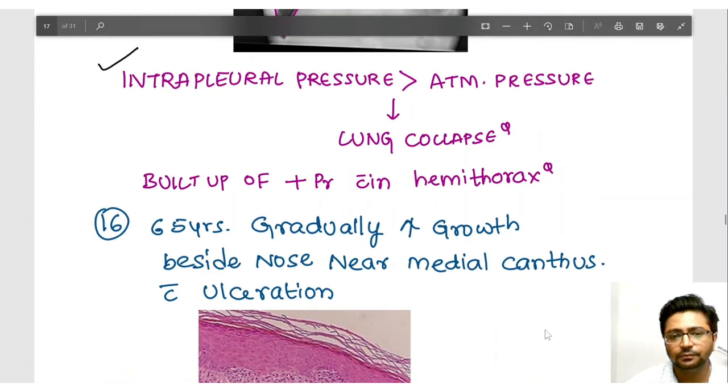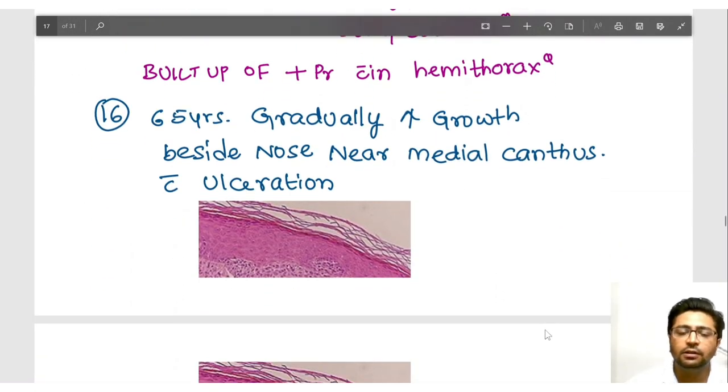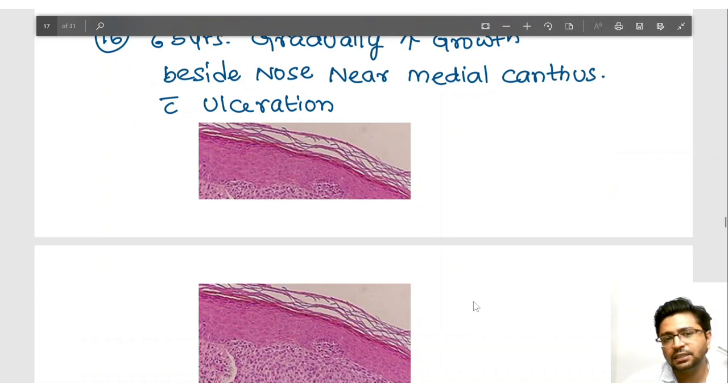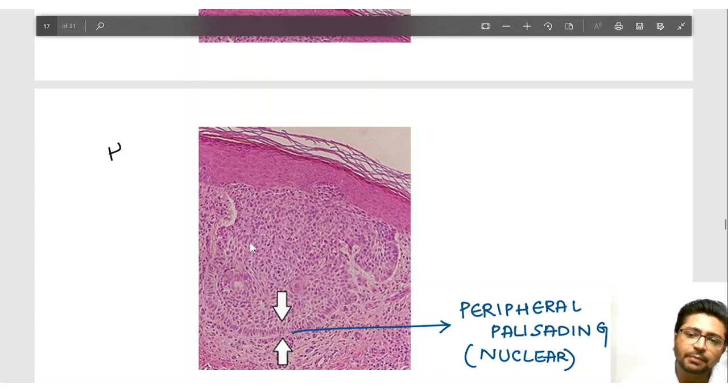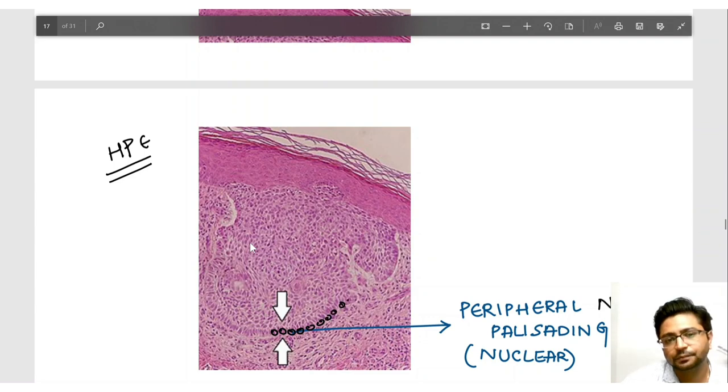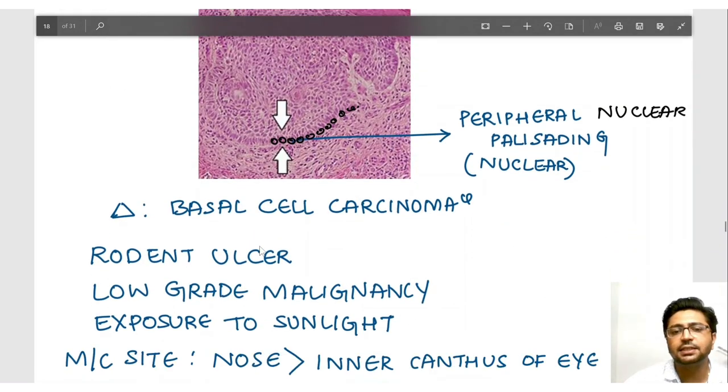Okay. The next question is, a 65-year-old patient gradually develops a growth beside the nose near the medial canthus, and it is increasing rapidly, and there is a history of ulceration, and the histopathology image shows peripheral palisading. So histopathology will show peripheral nuclear palisading. You can appreciate here the nuclear palisading which is happening. So this is classically seen in basal cell carcinoma.